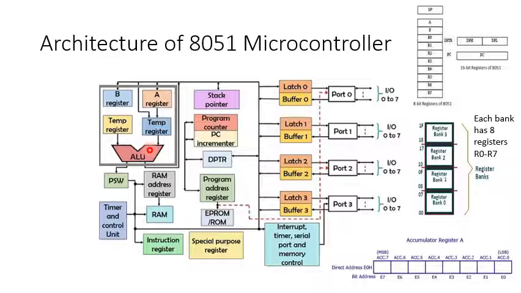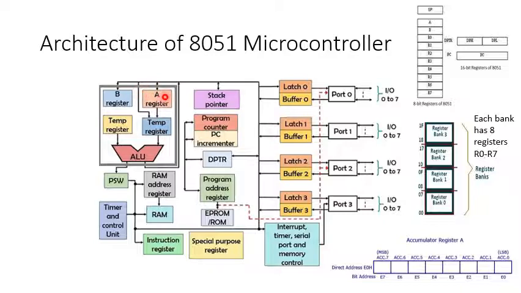8051 microcontroller contains 34 general purpose registers or working registers. 2 of them are called math registers. A and B are called math registers and 32 are bank of registers. So totally 34 registers are there, in which 2 registers, A and B, are called math registers and the rest 32 are called bank of registers.